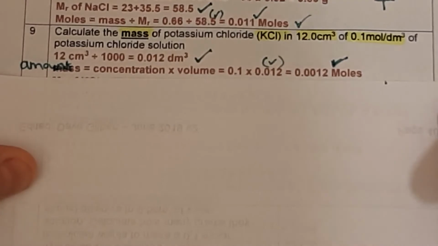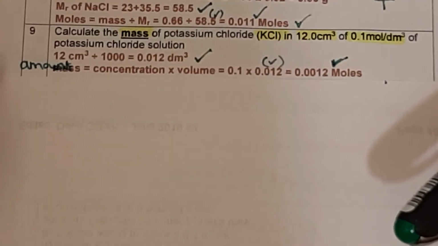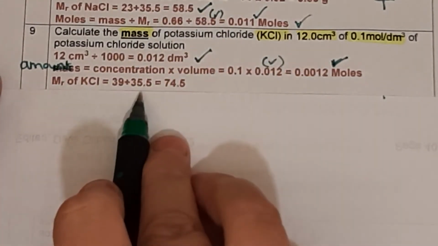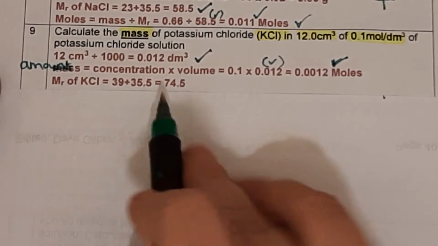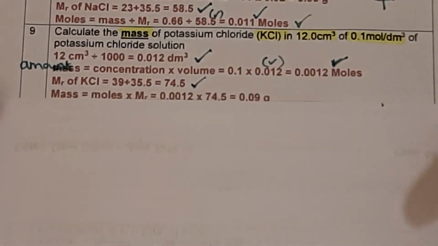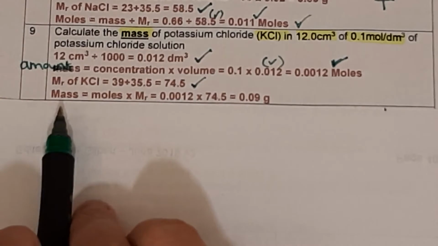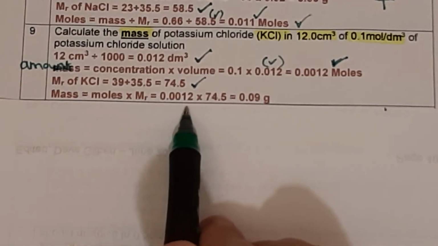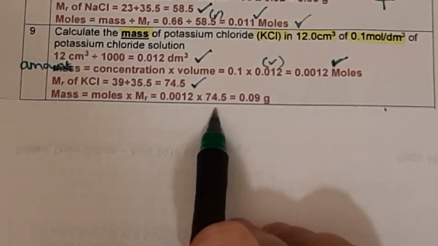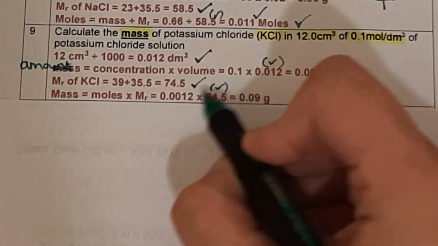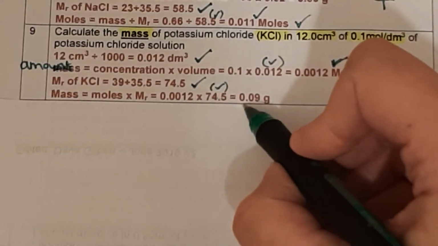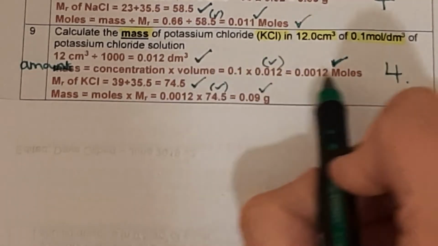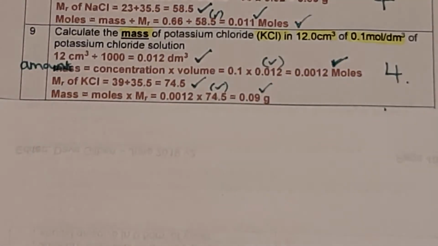So now we've got our answer in moles, we need to convert it into grams. So the relative molecular mass of potassium chloride is 39 for the potassium and 35.5 for the chloride, or chlorine, giving us 74.5, and that's worth a mark. To calculate mass, we do moles multiplied by the relative molecular mass, and we have 0.0012 moles multiplied by 74.5. So again, there's a second opportunity to get this third mark, giving us an answer of 0.09 grams, making this out of 4, so 1, 2, 3, 4 marks.